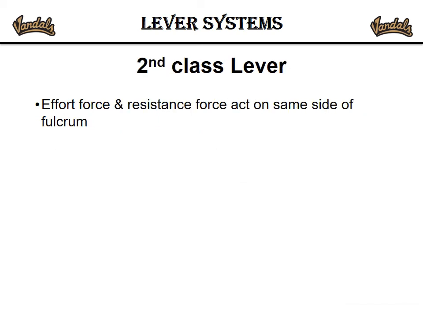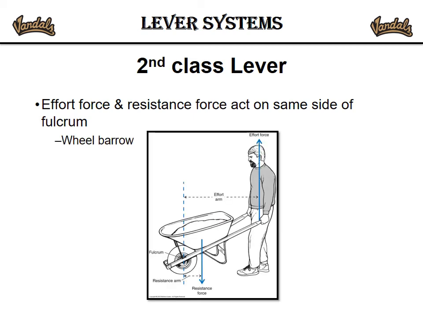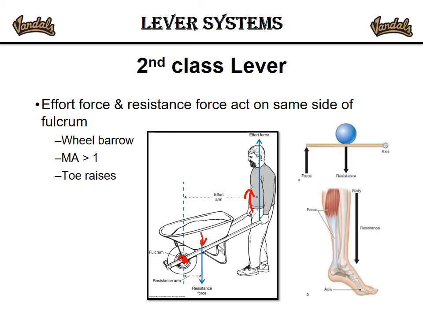Second class levers are where the effort force and resistive force act on the same side of the fulcrum, as in a wheelbarrow. So if I look at this wheelbarrow, here is the axis of rotation. We have the resistance force, which is the weight within the wheelbarrow, and we have the effort force, which is the person pulling up or applying the force to lift the wheelbarrow. This has a mechanical advantage of greater than 1. So again, now it's magnifying the effort force as opposed to the resistive force.